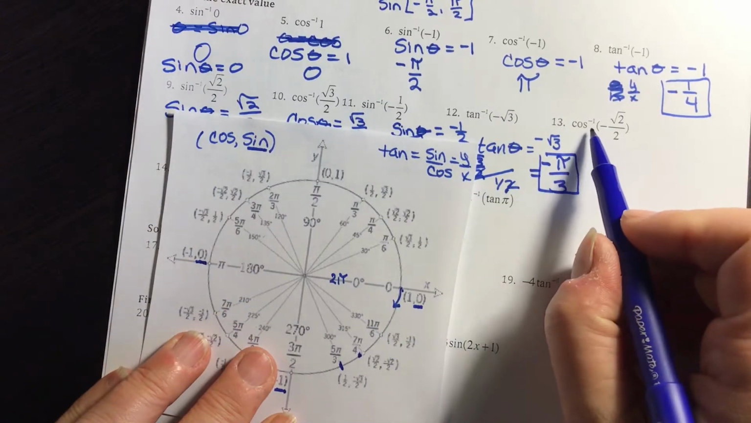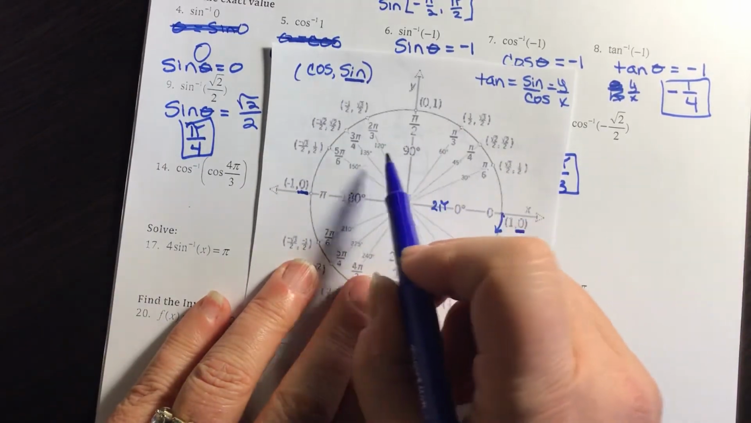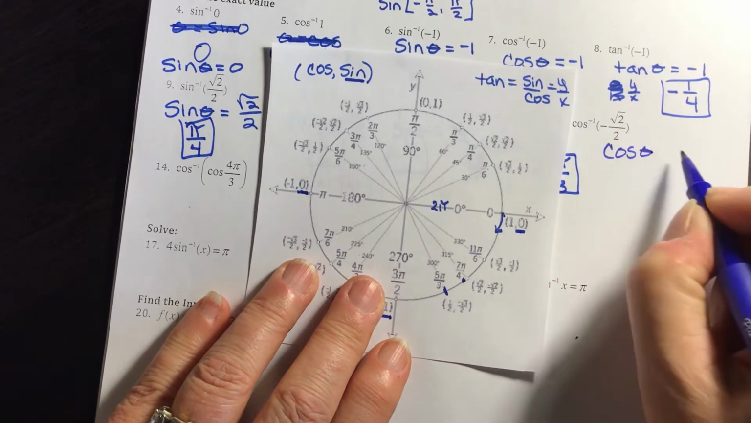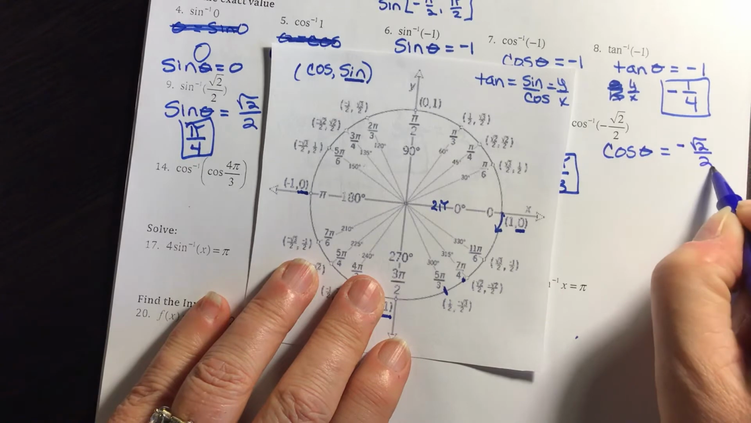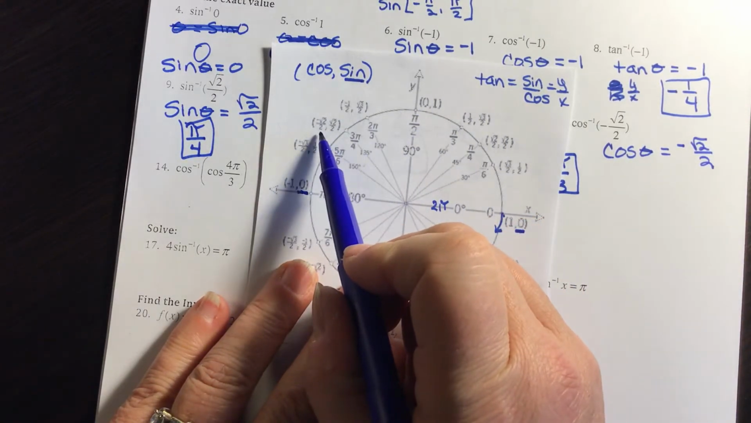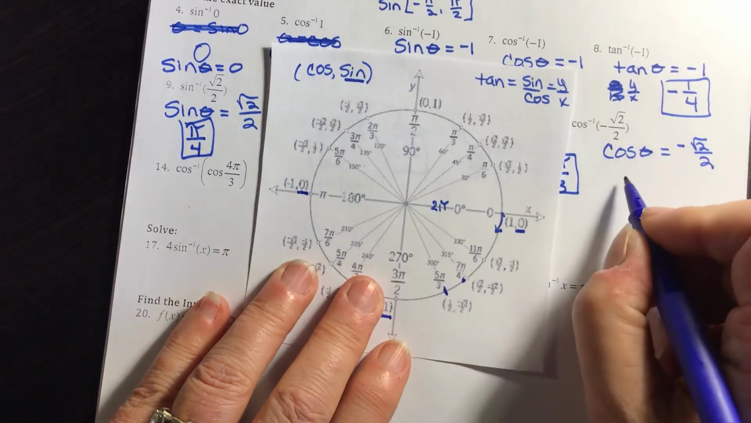Next one, I have inverse cosine. So inverse cosine, I'm looking in quadrants 1 and 2. So cosine of what angle is negative square root of 2 over 2? All right, negative square root of 2 over 2 is this angle right here. This is cosine, and that angle is 3 pi over 4.